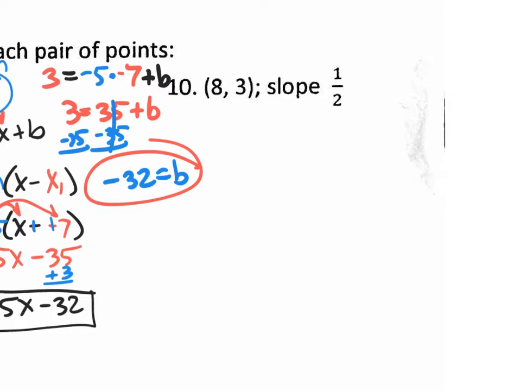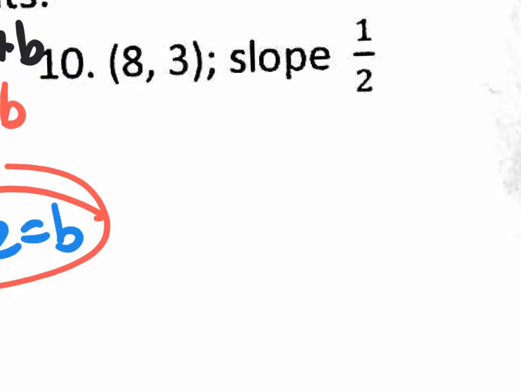So Caden, what do you think? Sticking to slope intercept, or do you want to start using point slope? Slope intercept. Okay, so you just want to use y equals mx plus b.